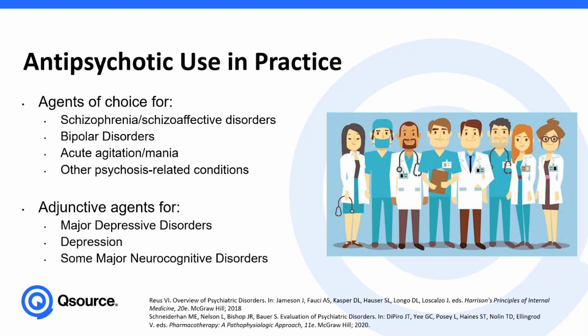So we've talked about this a little bit already. Antipsychotic use in practice: these are obviously the agents of choice for psychosis-related conditions: acute mania, acute agitation, bipolar disorders, schizophrenia, and schizoaffective disorders. These are the agents of choice, and then we are sometimes seeing them as adjunctive agents, mostly on-label as a class, in major depressive disorder, depression, and some other major neurocognitive disorders. So that's when they should be used in practice.